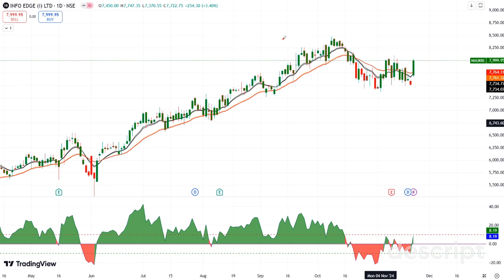Next is Naukri. Naukri, by the way, yesterday gave a gap up opening and moved up. A very strong candle, sort of a Marubozu candle, with very little or no wick at the absolute low and a very small wick at the bottom. So that's a good sign. Naukri has a stiff resistance.